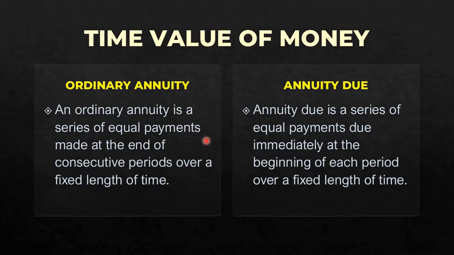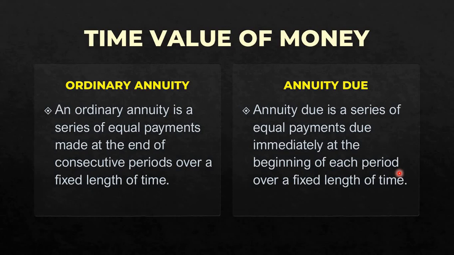So, pag sinabing series of payments, ibig sabihin, sunod-sunod. Pero, dapat yung mga payments should be equal. So, yung amounts nila should always be equal. Ang difference nilang dalawa is, sa ordinary annuity, yung series of equal payment is always made at the end of the period. But, for an annuity due, dapat daw yung series of equal payment must be made at the beginning of each period. So, nagkakaiba lang sila sa timing ng cash flow, ng payment or ng collection.